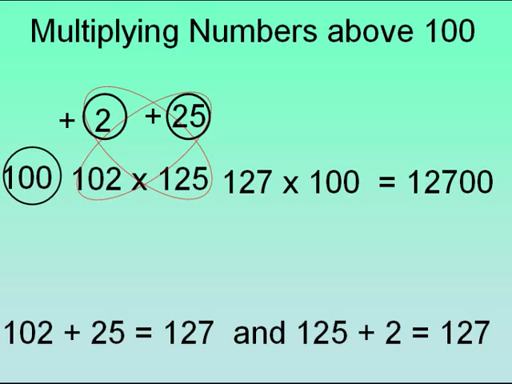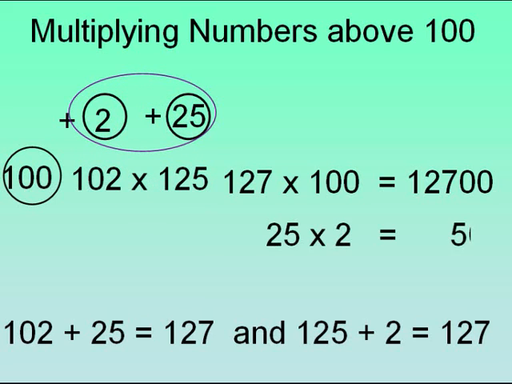Then we multiply the two numbers that are circled, 2 and 25. That gives us 50. And the answer is 12750.